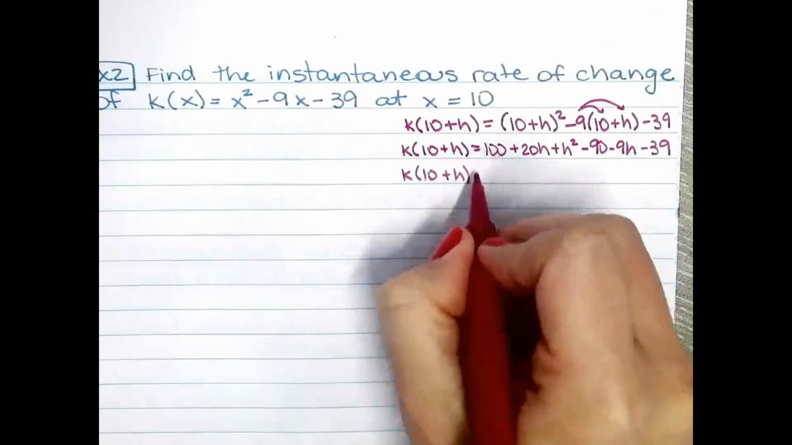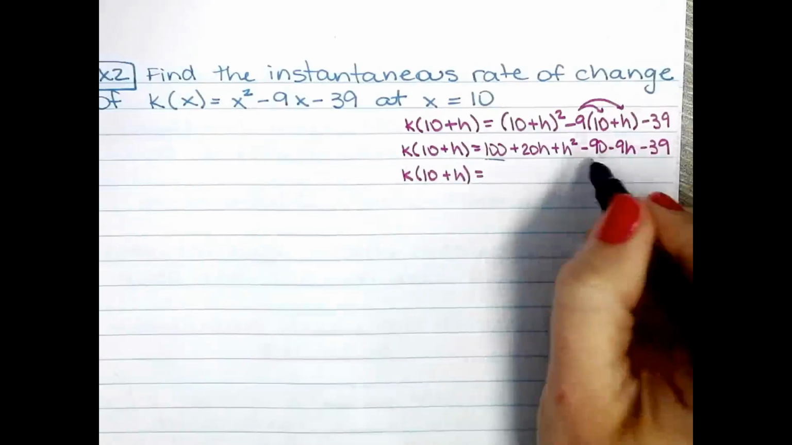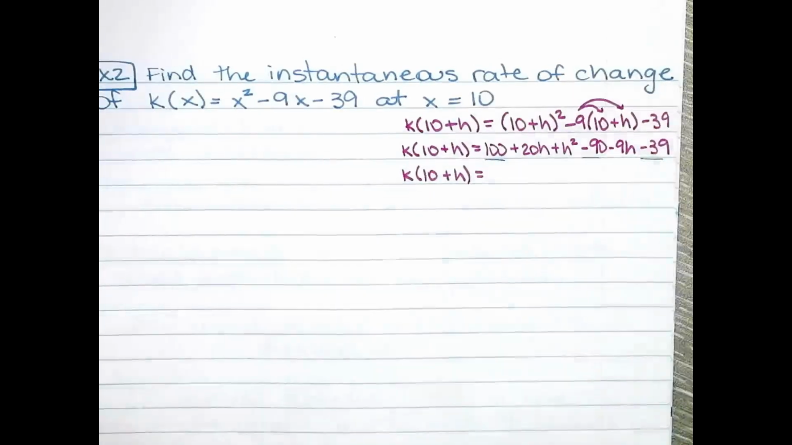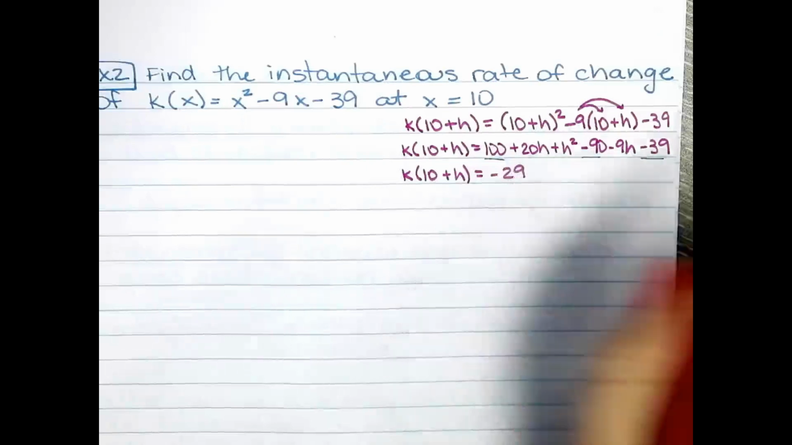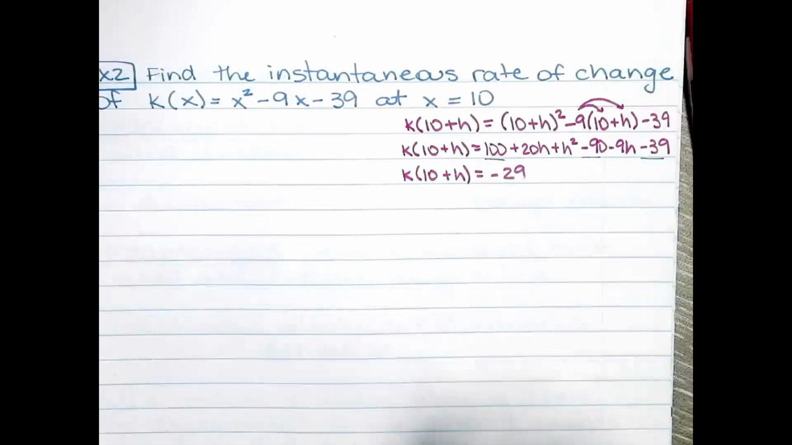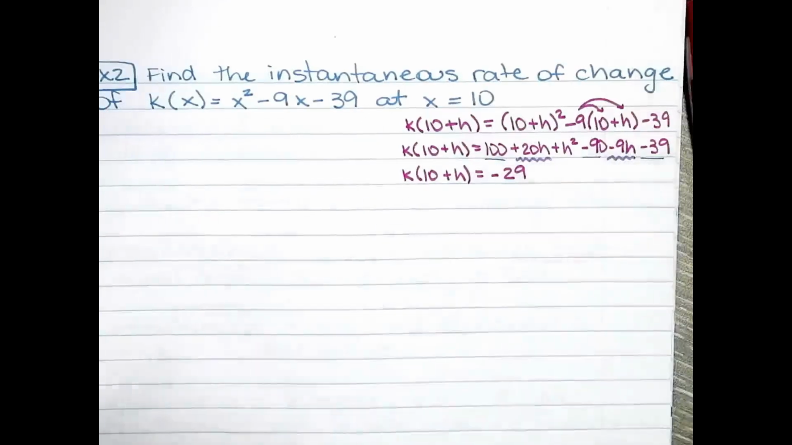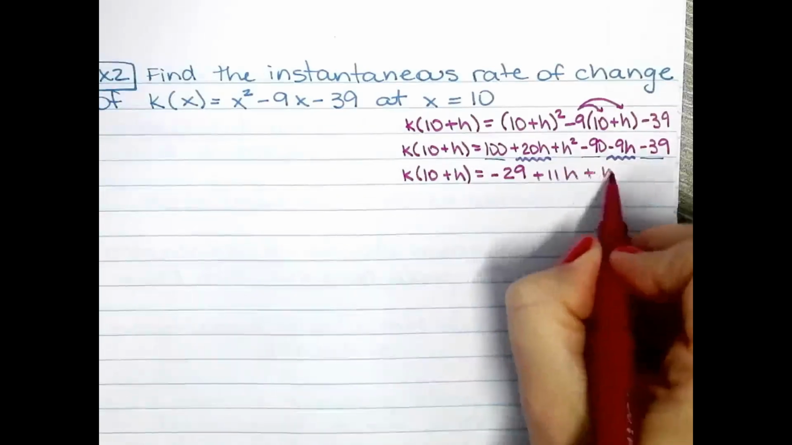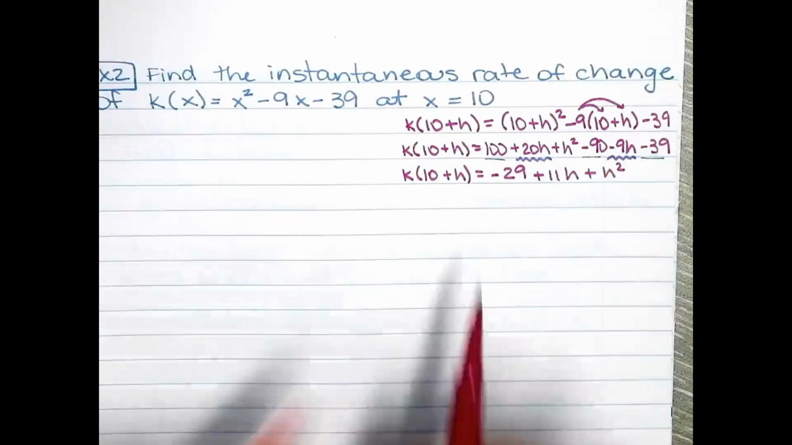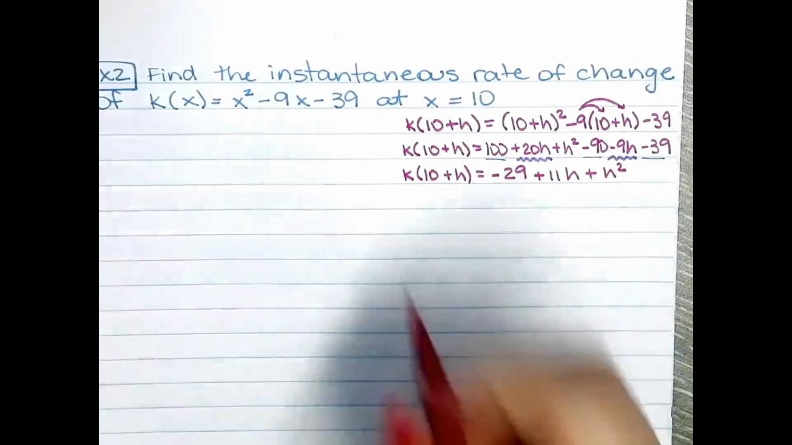Finally, we will combine like terms. So I have 100, negative 90, negative 39. It's negative 29. I will combine h with h. I have 11h and then plus h squared. So we got all this for k of 10 plus h.